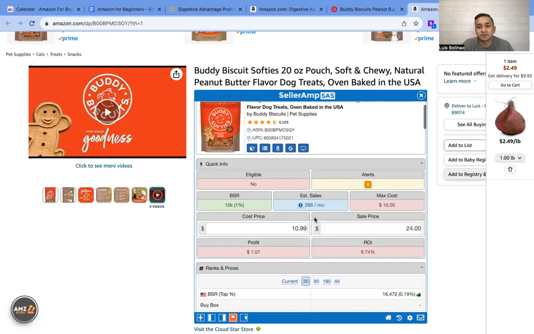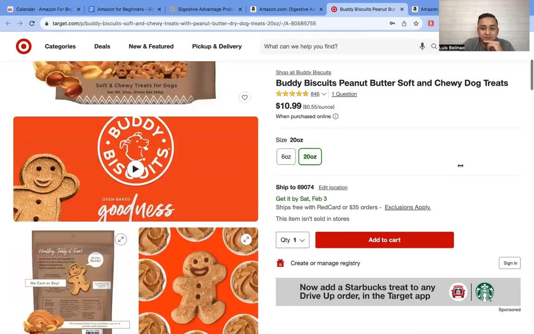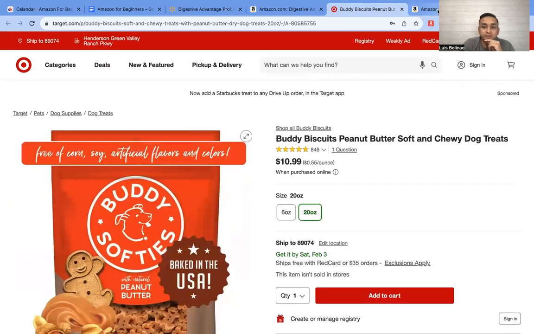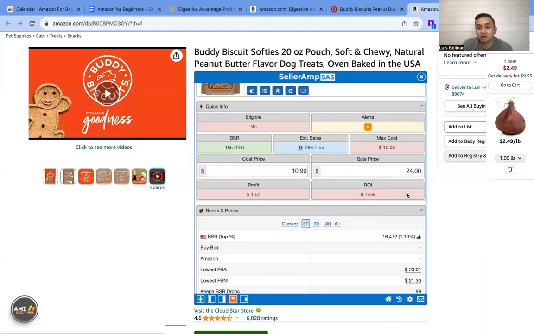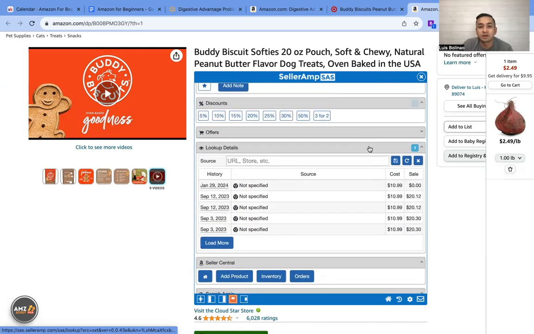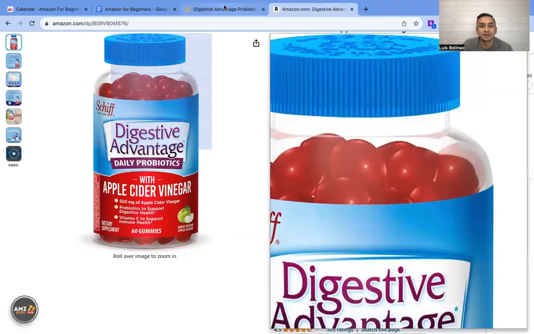Let's see. Is there any sales? I don't think so. Let me see. Yeah, there's no sales for this one. So would you guys do this one? ROI is already low, right? It's below 20%. Pass. And if you look at other sellers, they're even pricing this product at a lower price, which gives you a negative ROI. So obviously this one is a skip. Yeah, this one's an obvious no. So skip this one. Next product.